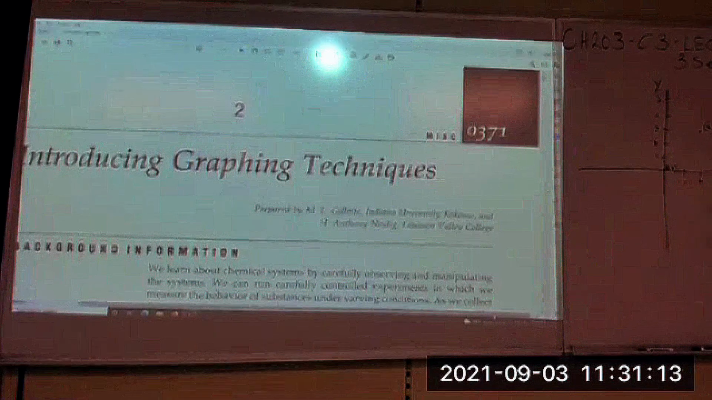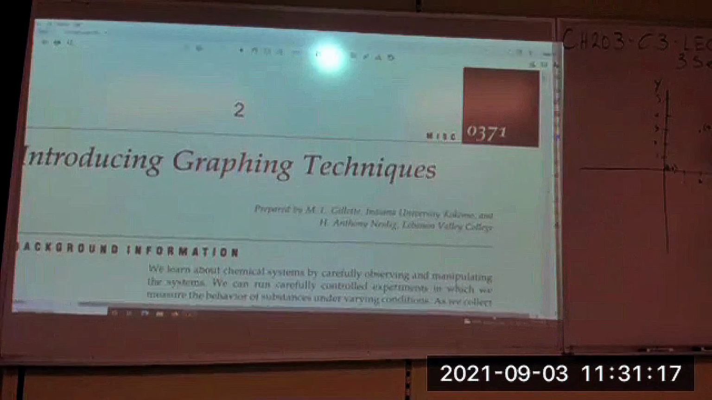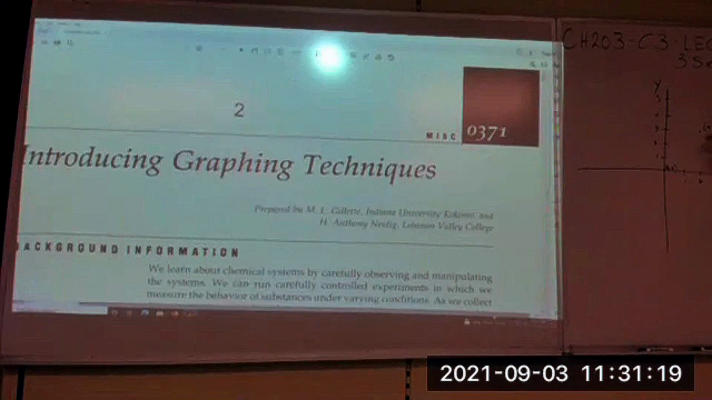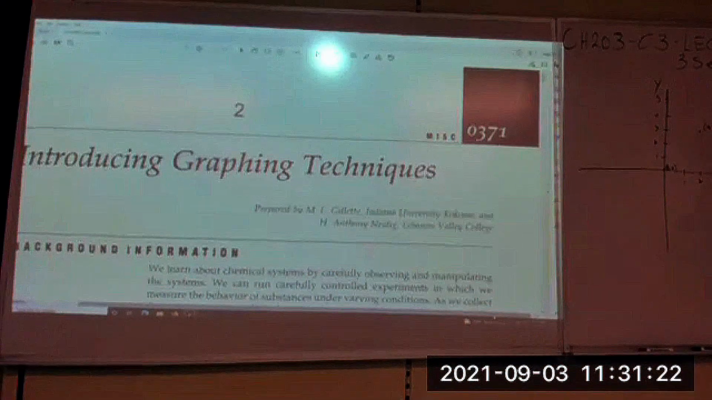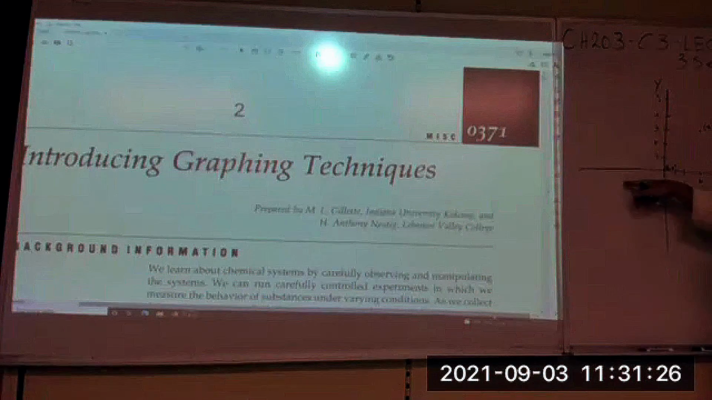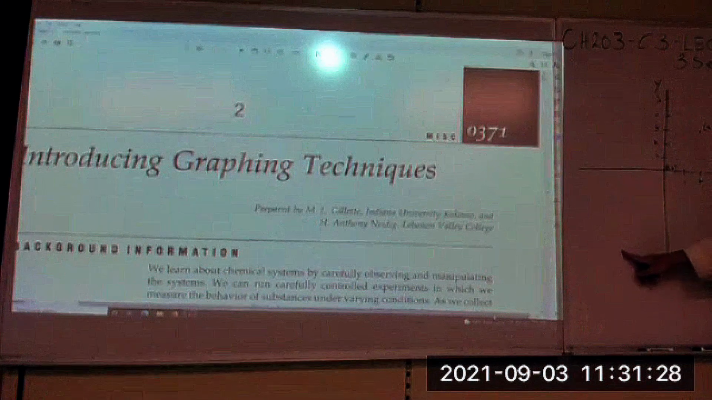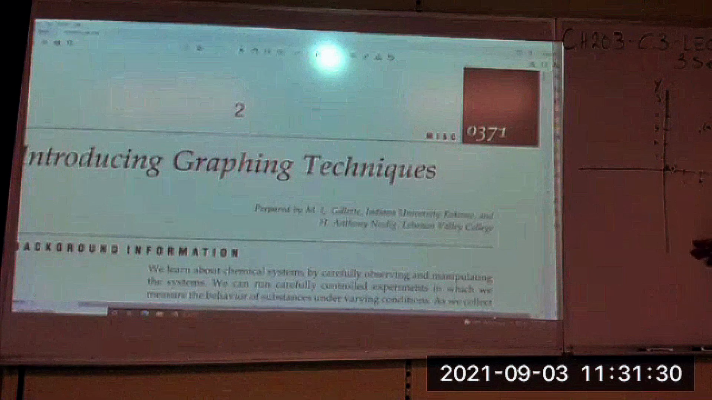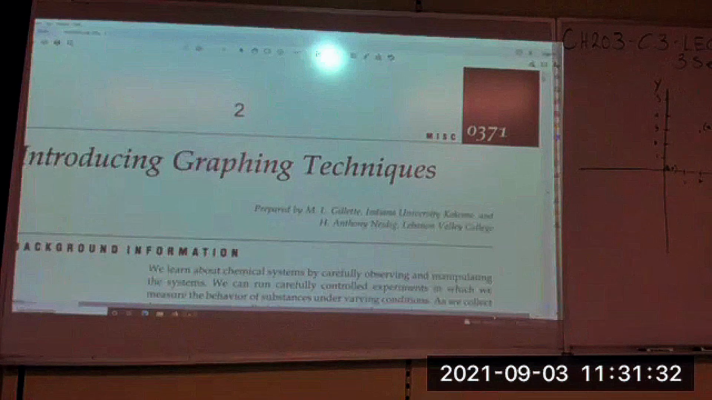Now, everything in this quadrant is positive numbers, both x and y. But you can go over here with negative x's and positive y's, or negative x's and negative y's, or negative y's and positive x's. So you can put it anywhere.